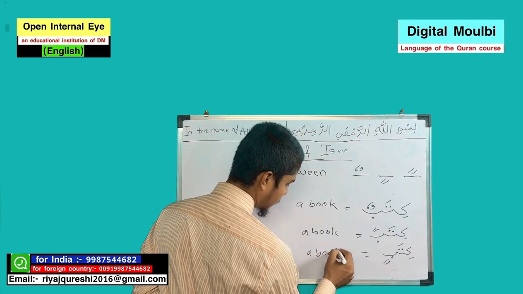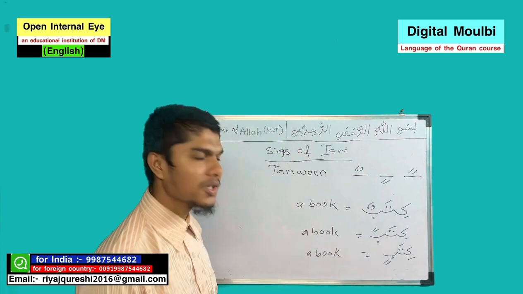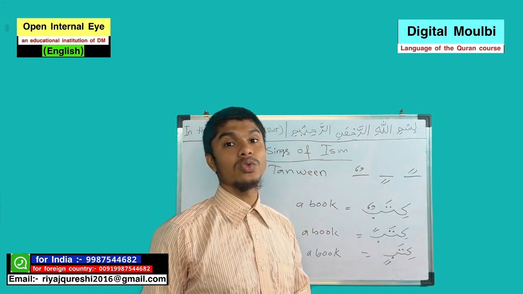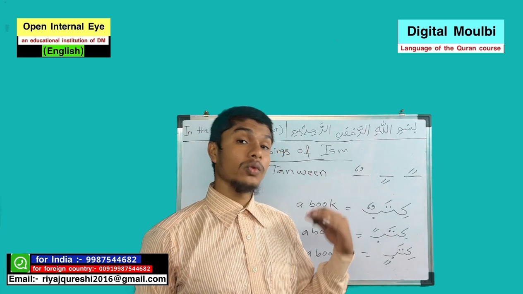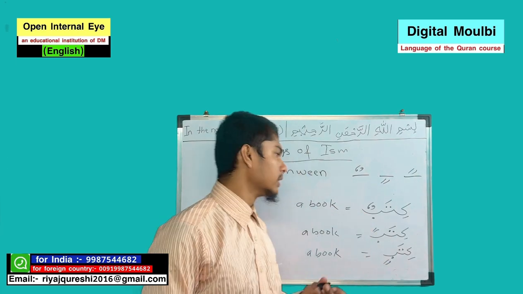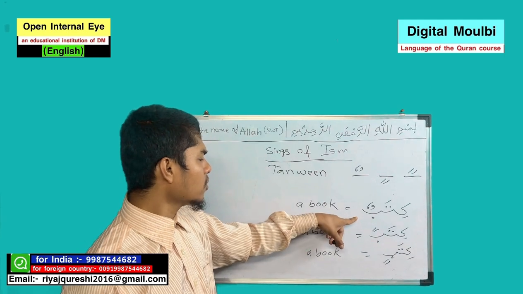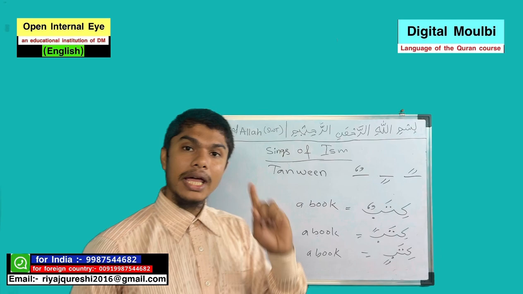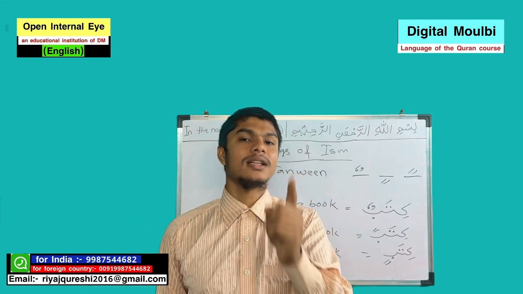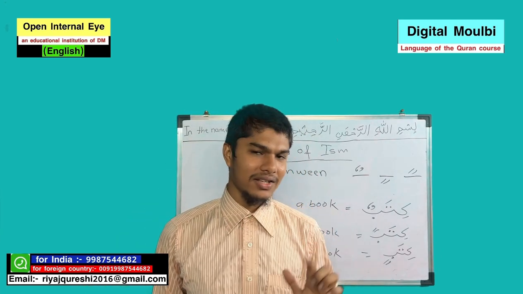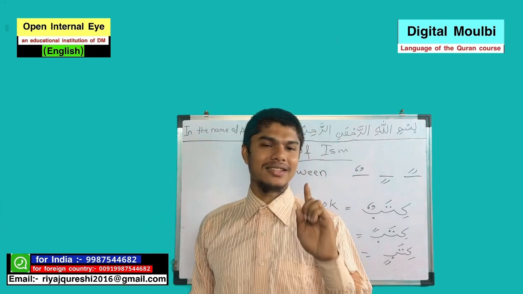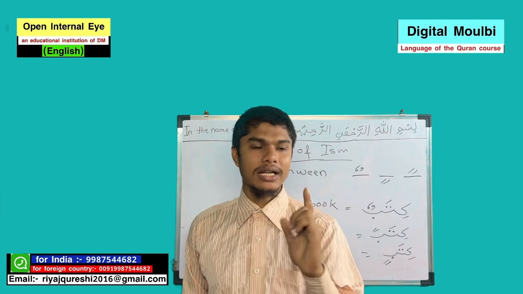So there is a difference between un and in. When we are going to make sentences with ism, then you are going to learn that also. So kitabun, kitaban, kitabin. If you see a word has un, an or in at the end, that means that word is an ism. Okay. So next lecture we are going to do an exercise that will help you to recognize ism easily.